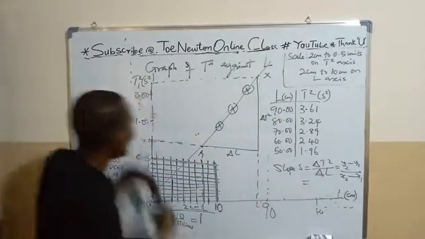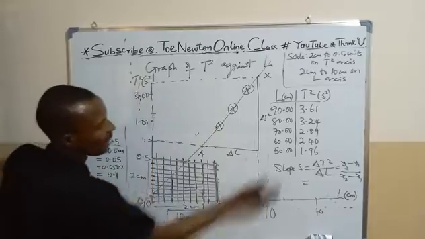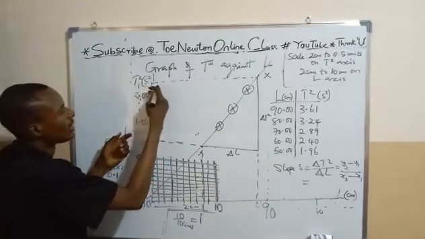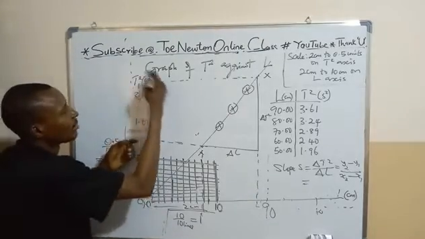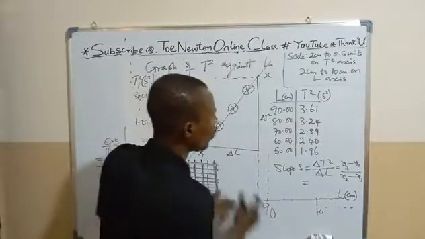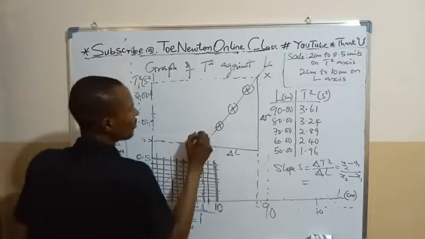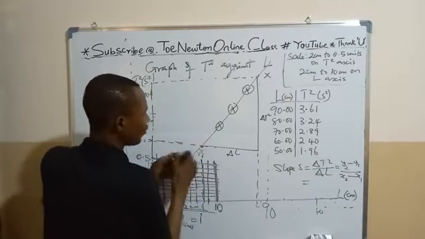Here 3.2. After 3, that's 80 versus 3.2. After 3, you count 2 small lines to be 3.1. Another 2 small lines, 3.2. You continue like that for all. Then after plotting the graph, you now have your points like this. Your points with something like this all over.